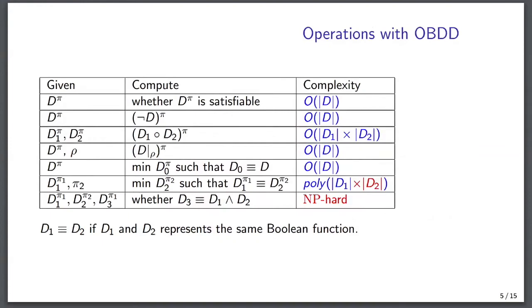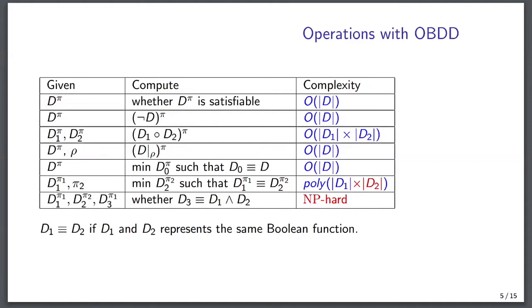I said that the restriction that on all paths we have variables in the same order is very important. Now, it's a very large restriction, but using it, we can manipulate OBDDs very efficiently. First of all, if we have a Boolean function represented as an OBDD, it's very easy to verify whether it is satisfiable or not. We just verify that there is a path from the source to the 1 sink.